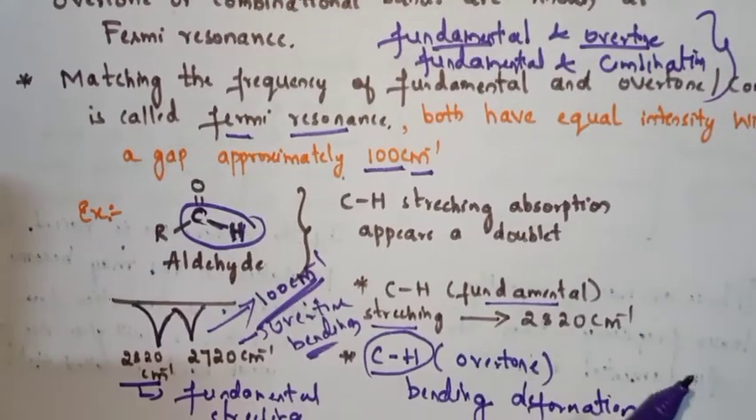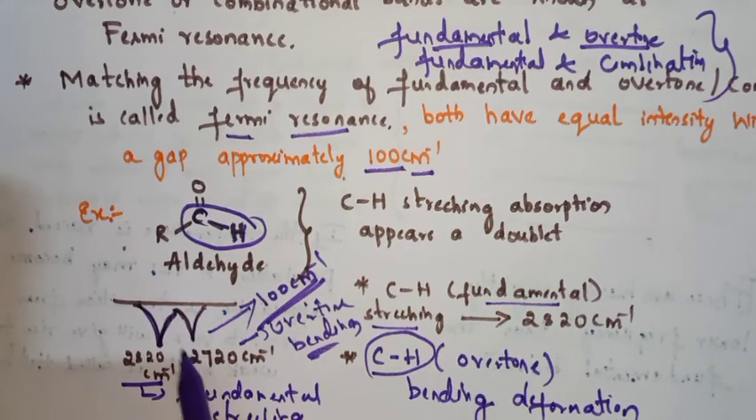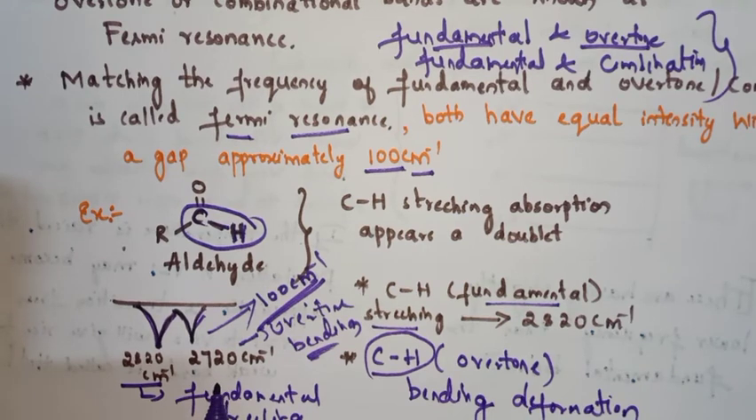Here you can see 2820 is of fundamental and 2720 is of overtone. So here interaction between the fundamental and overtone has taken place, and these two have equal intensity with a gap which is approximately equal to 100 centimeter inverse. That means their frequency is exactly matching. So such types of interactions are called Fermi resonance.